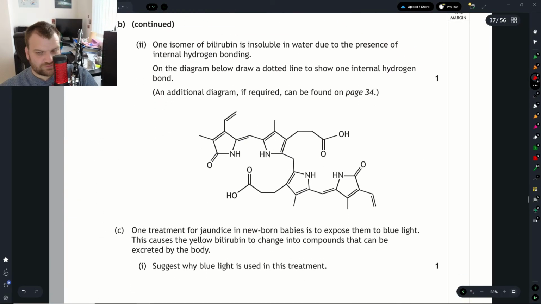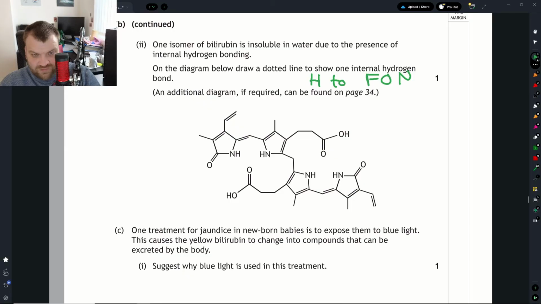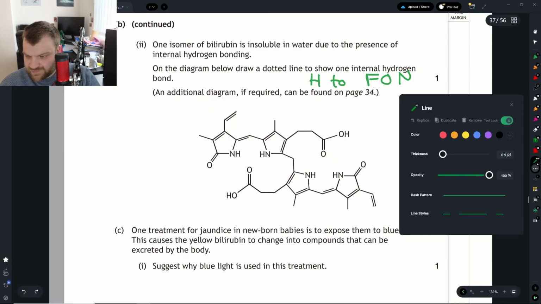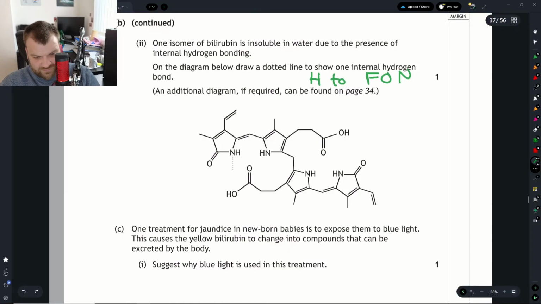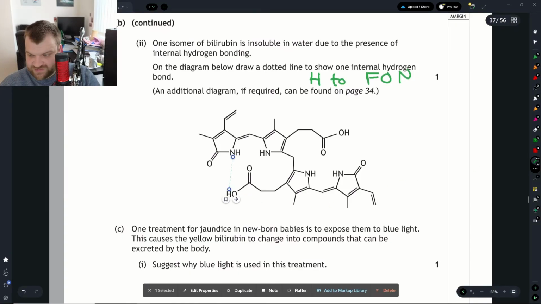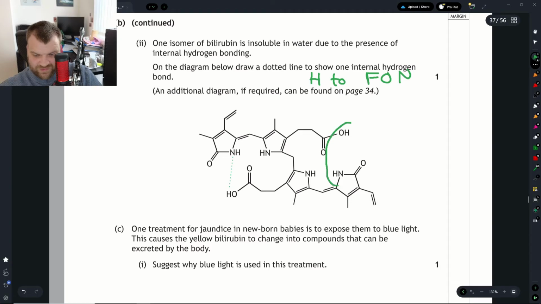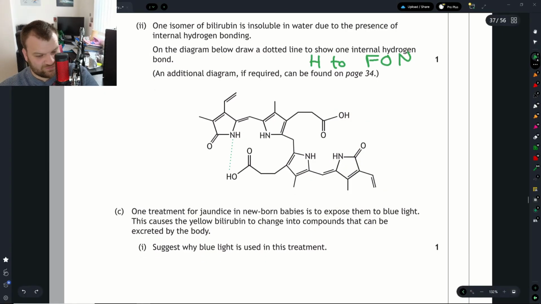Next up, we're looking to show an internal hydrogen bond. Here we're looking for a hydrogen attached to F, O, or N. So here we have a site for hydrogen bonding. That's then going to be attracted to another one where we've got this OH here. So we could do a dotted line, from the nitrogen there to the hydrogen there. And then your other option would be a similar thing over here, from the oxygen to the hydrogen, or the hydrogen to the nitrogen on opposite functional groups.